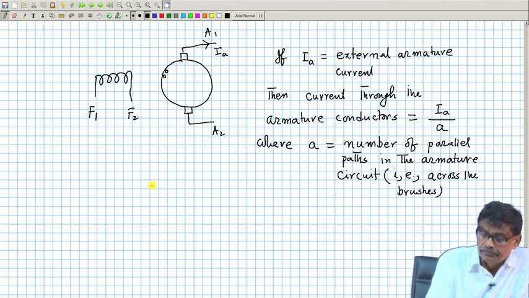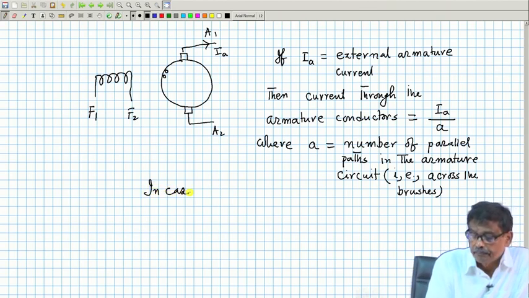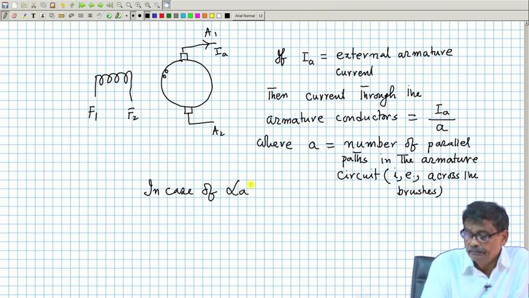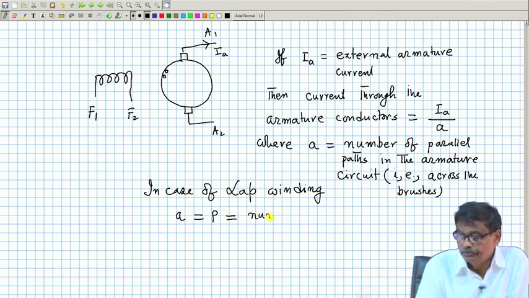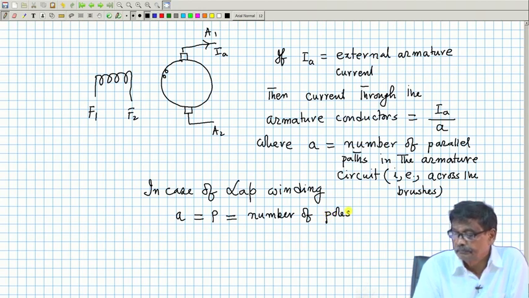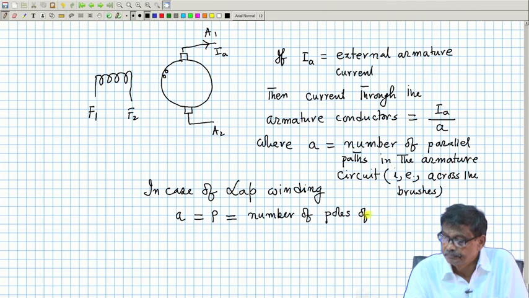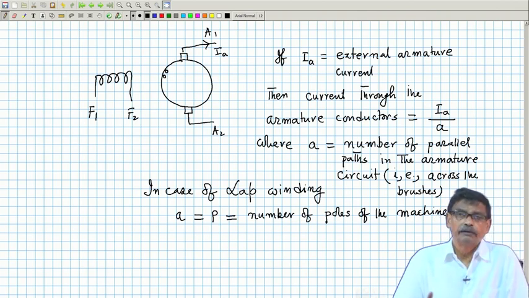In case of lap winding, we have seen, the number of parallel paths A is equal to P, the number of poles of the machine. Is that clear? So, this comes naturally.